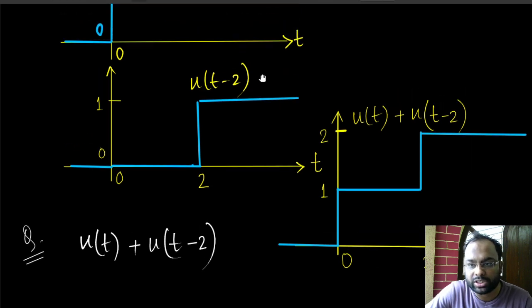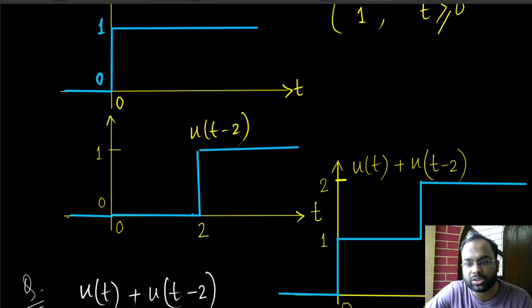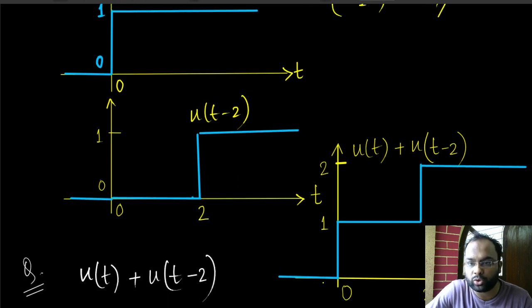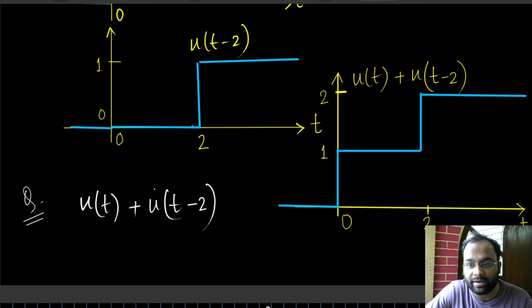So we are adding these two signals. When we are adding these two signals, when time is before t equal to 0, both of the signals are 0, right? So the resulting signal is also 0. But after t equal to 0, one of them is 1, another is 0, right? So the sum is 1. But after t equal to 2, what happens? This signal is 1, this is also 1. So the sum is 2, right? So same thing happens here.